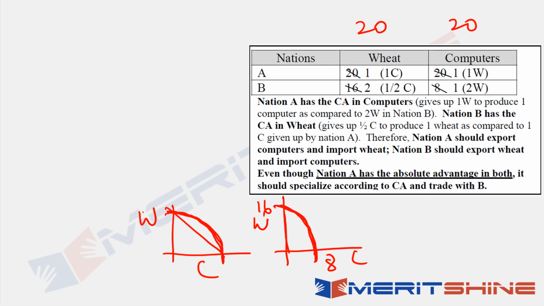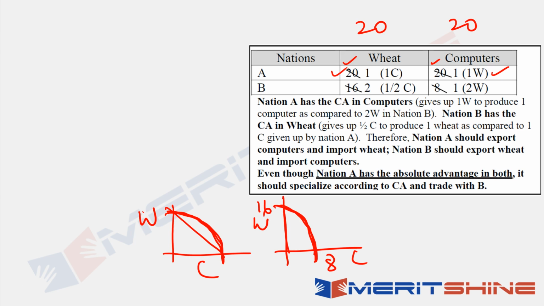Okay. So, if you look at this individually, who can produce more wheat? A very simple question. Definitely nation A can produce 20 units, so it is having the absolute advantage. Whoever can produce the most has absolute advantage. So simple. In computers also, who is producing more? Nation A. So that is having the absolute advantage.